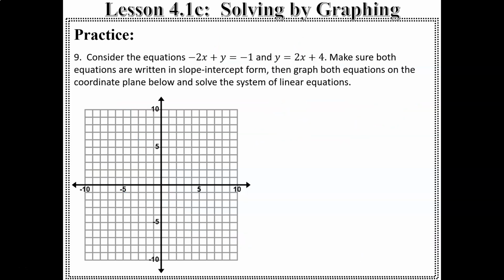Number 9. Consider the equations negative 2x plus y equals negative 1 and y equals 2x plus 4. Make sure they're both in slope-intercept form and then graph them. So this one is obviously not in slope-intercept form. So let's get y alone by adding 2x to each side. So I have y equals 2x minus 1. Let's graph that one. My slope is up 2, right 1, 2 over 1. Down to the left 1.